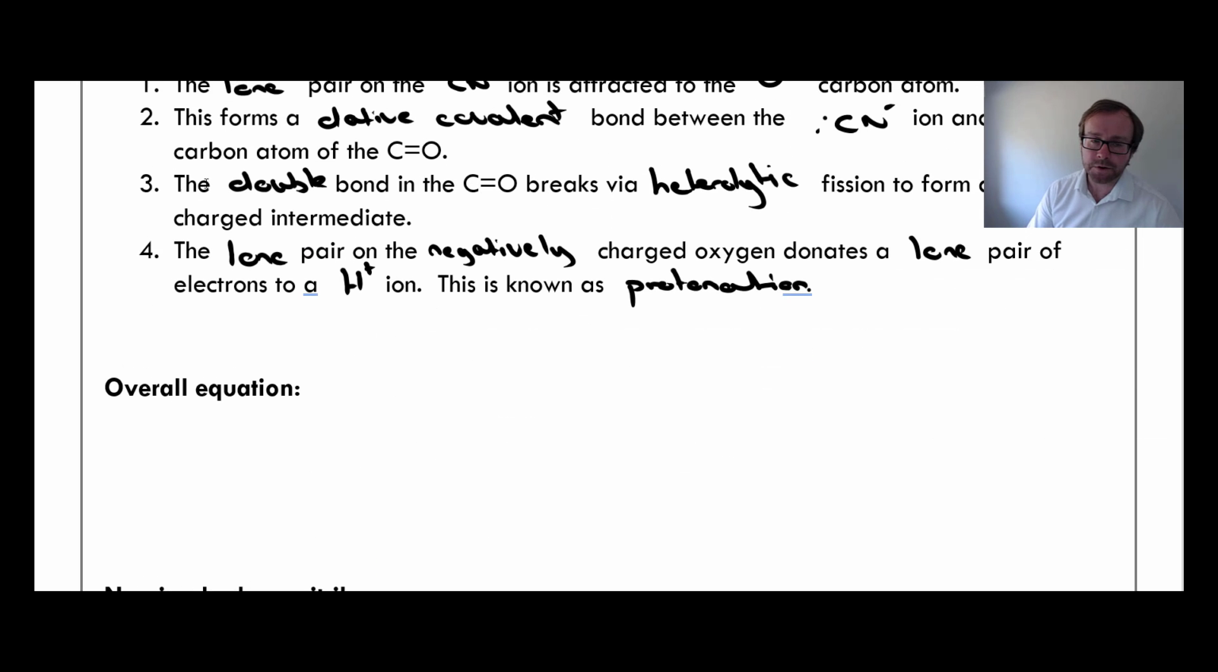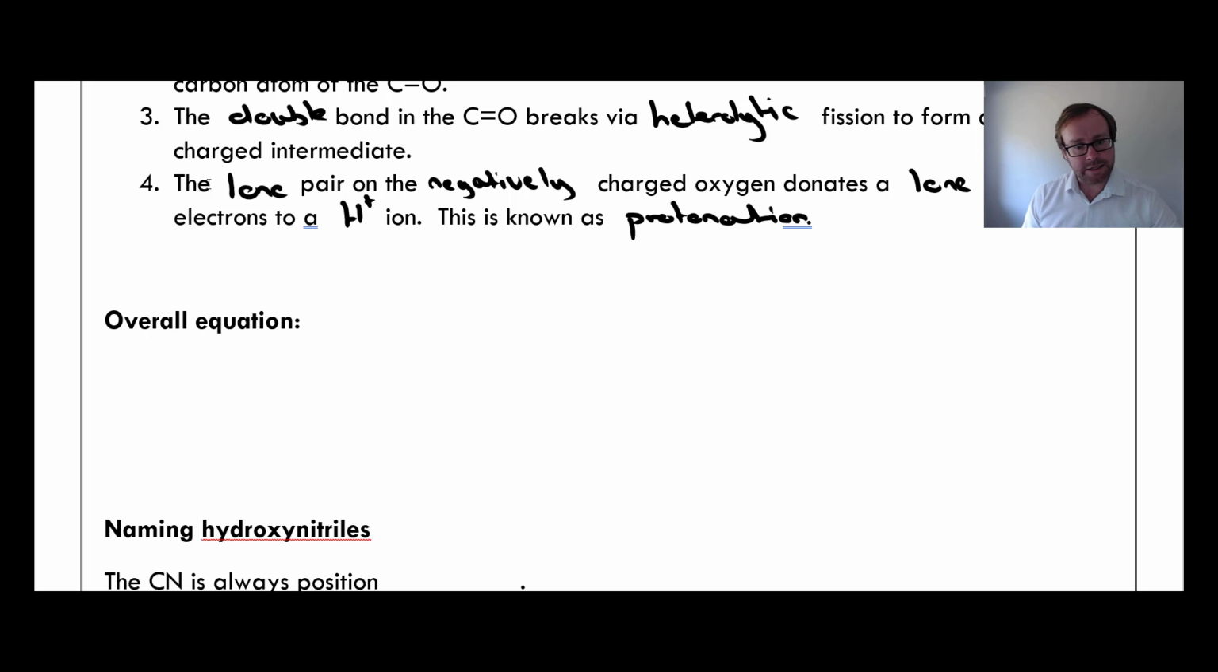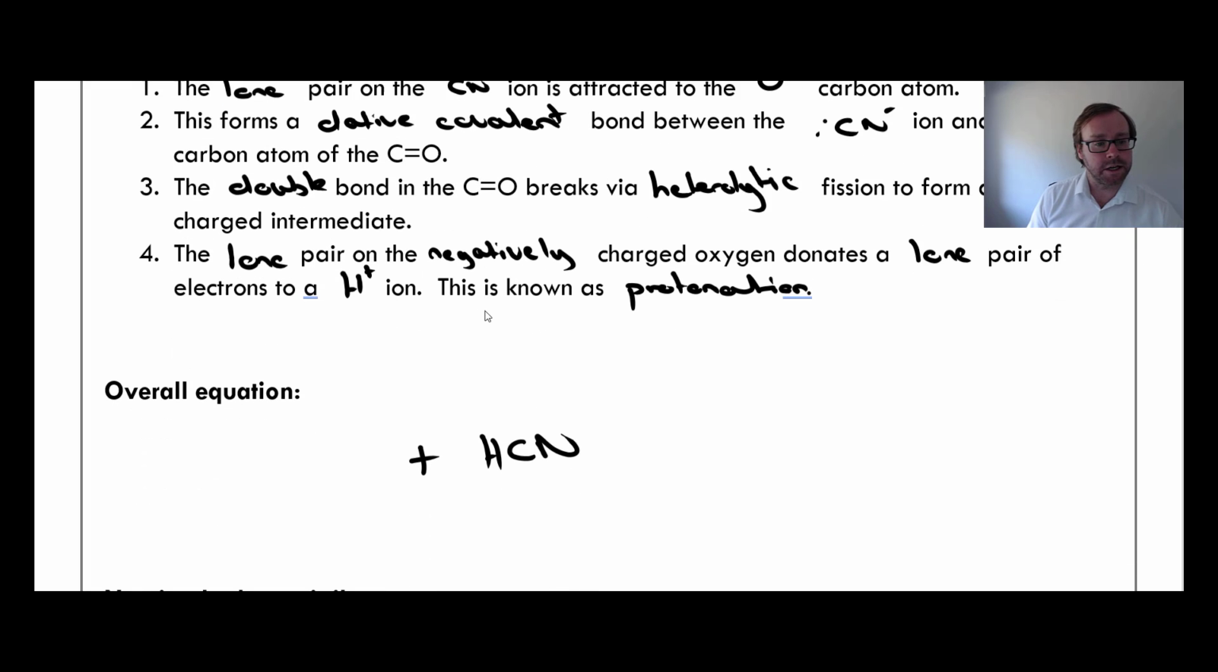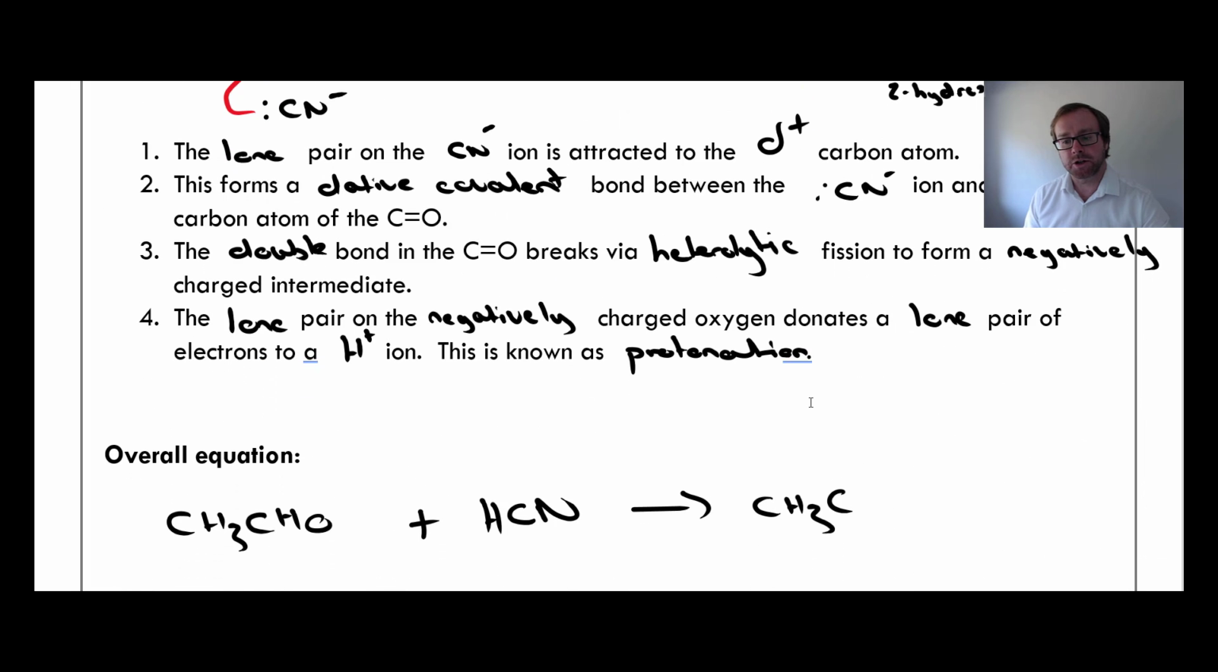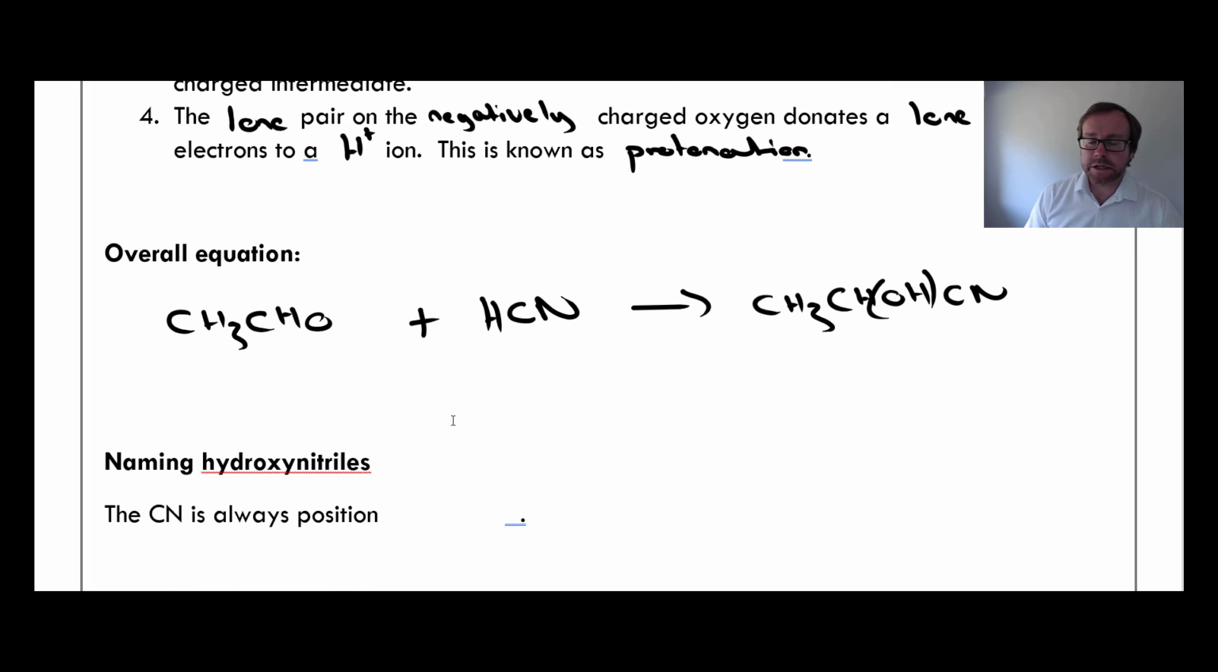Okay, so I'm going to write my overall equation. Instead of using H in square brackets as my reducing agent, I can actually write HCN in here. So now I would take my ethanal plus HCN would form CH3CH(OH)CN.